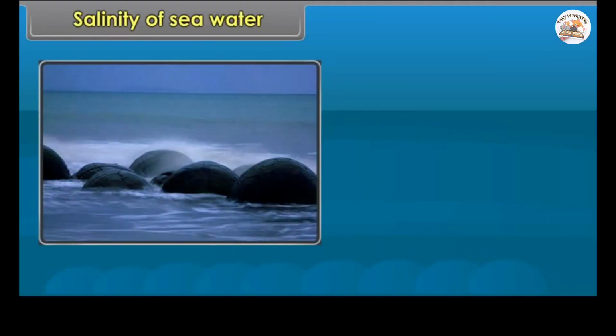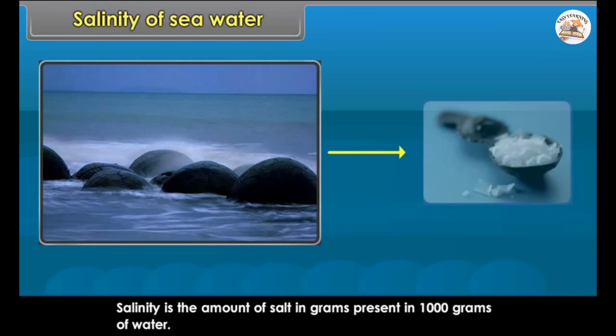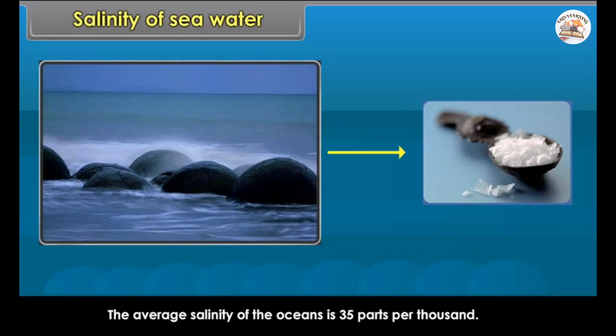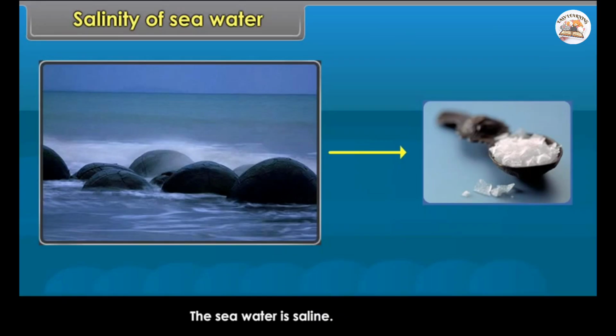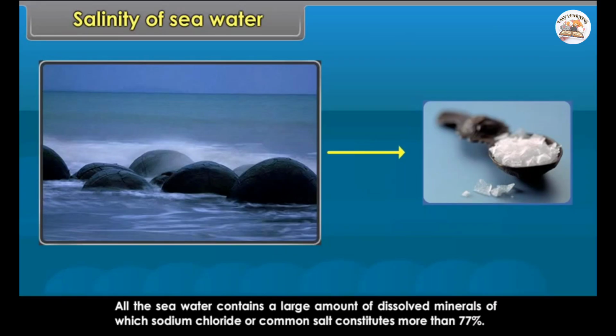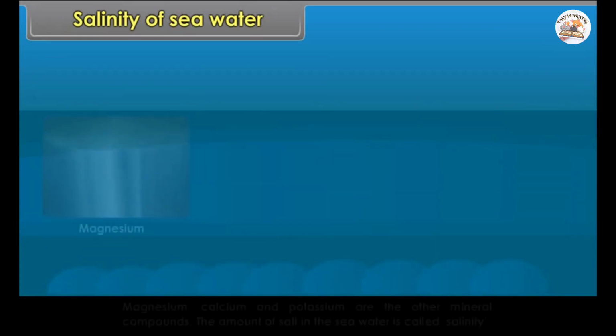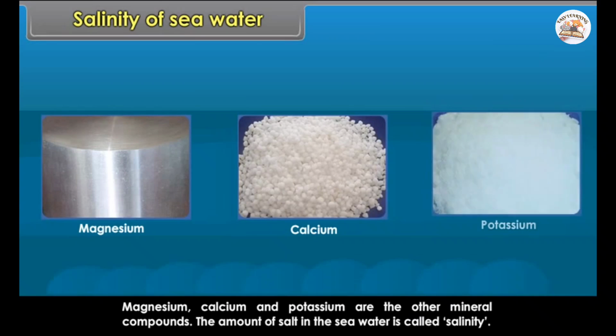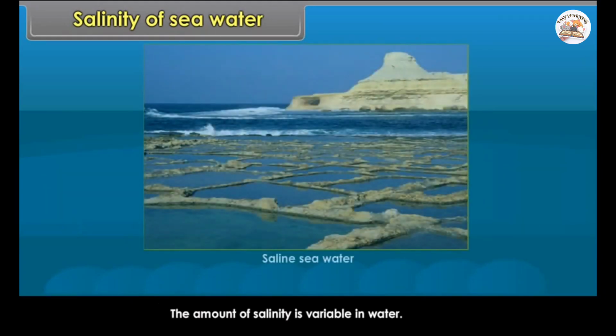Salinity of sea water. Salinity is the amount of salt in grams present in 1000 grams of water. The average salinity of the oceans is 35 parts per thousand. The sea water is saline. All the sea water contains a large amount of dissolved minerals, of which sodium chloride or common salt constitutes more than 77%. Magnesium, calcium and potassium are the other mineral compounds. The amount of salt in the sea water is called salinity. The amount of salinity is variable in water.